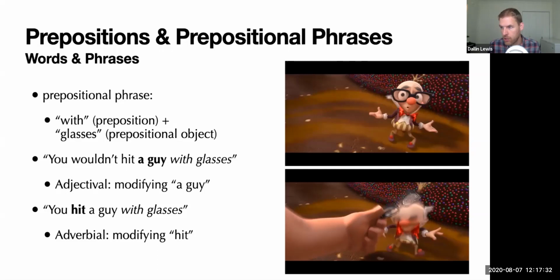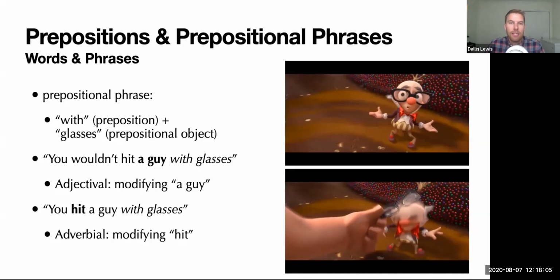With glasses here is functioning as an adjectival. In the second instance though, he is modifying the word hit, indicating how Ralph hit him using the glasses. So that would make it an adverbial. So even though you have the exact same sentence, in one meaning, it could be adjectival, and in another meaning, it could be adverbial. And that's why prepositional phrases are pretty tricky, figuring out, is this adjectival or is this adverbial? Because it really depends on the meaning that we want.